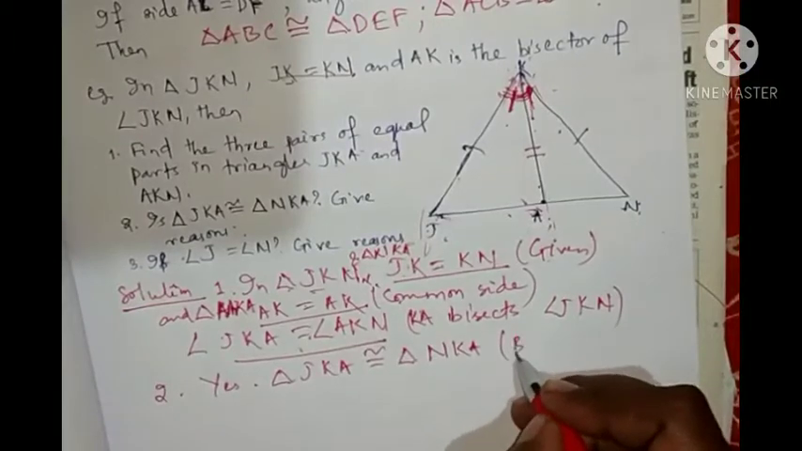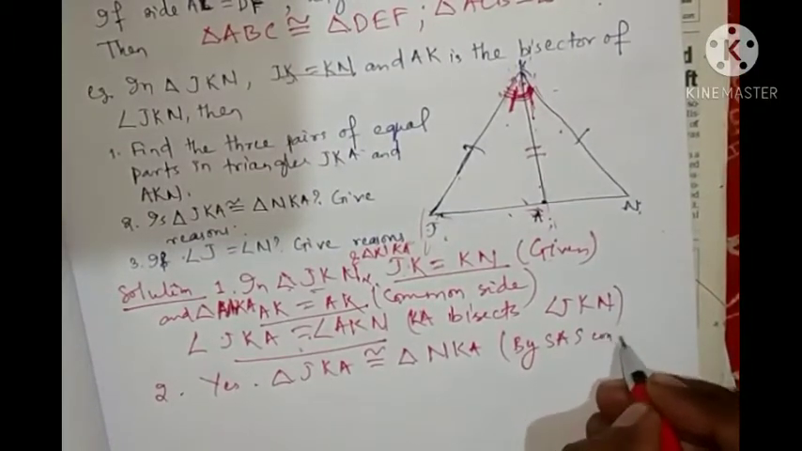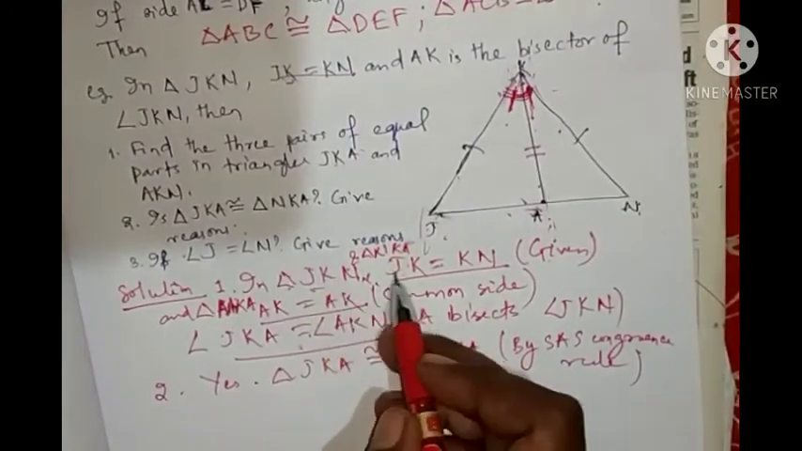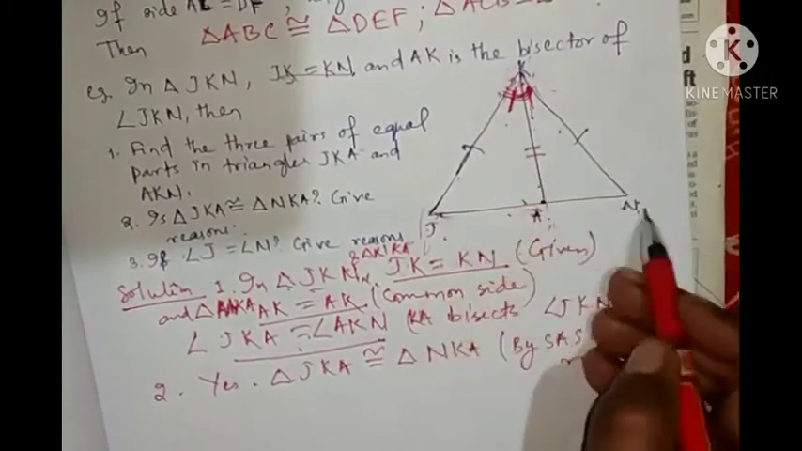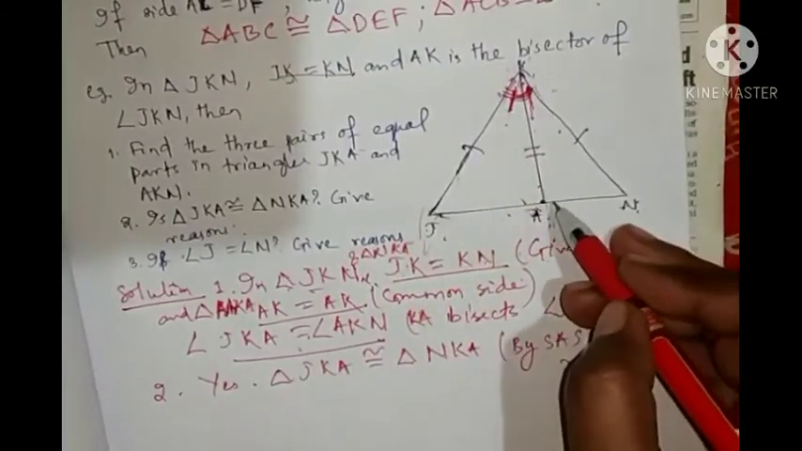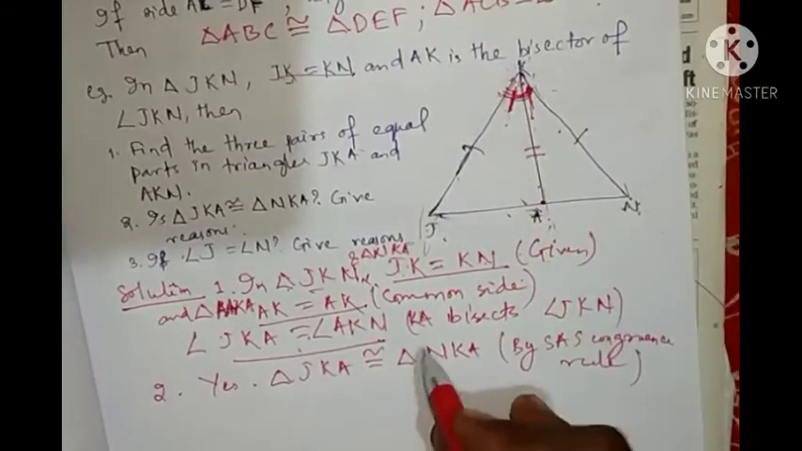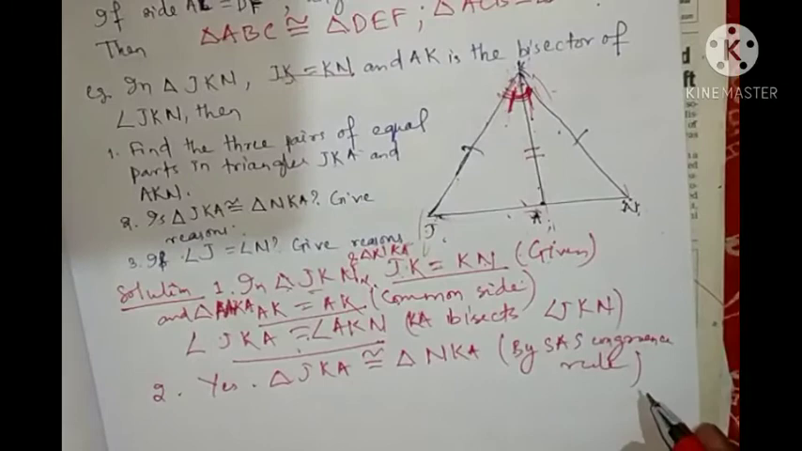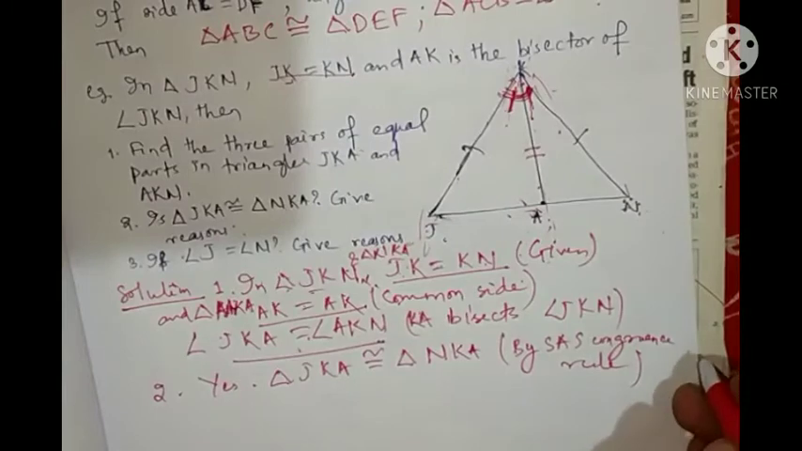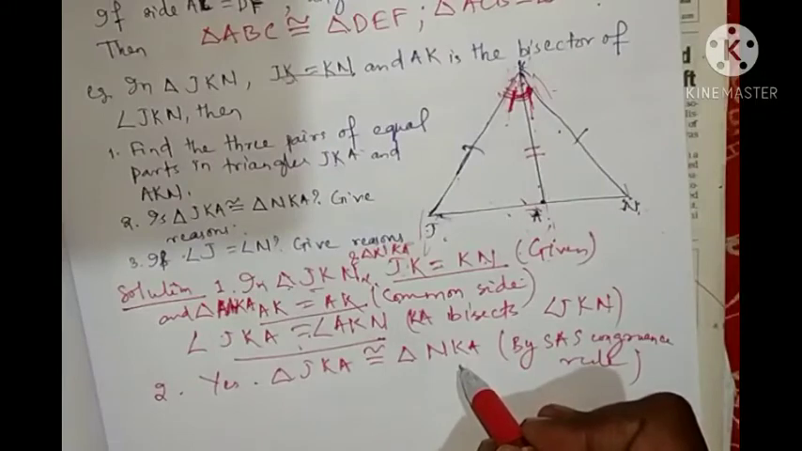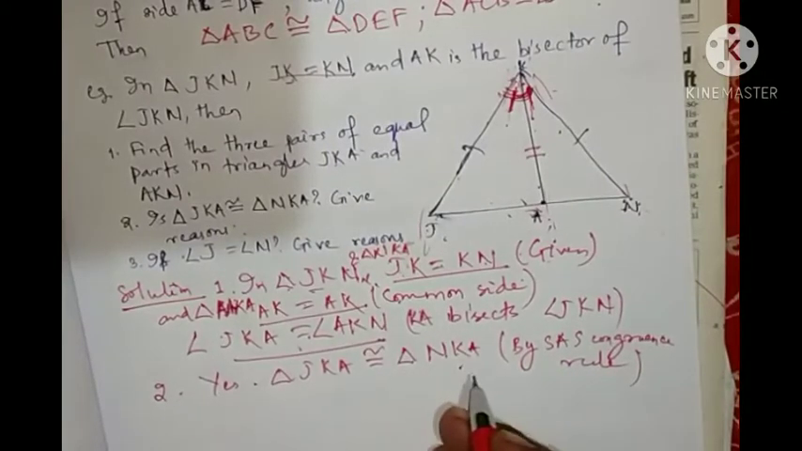So by SAS congruence rule, already we have written up above that which one is equal to which one. JK is equal to KN, already given. AK equal to AK, common side. Angle JKA is equal to angle AKN because KA is bisecting angle JKN. That's why due to SAS congruence rule, side angle side congruence rule, these two triangles are equal. Okay, or they are congruent.